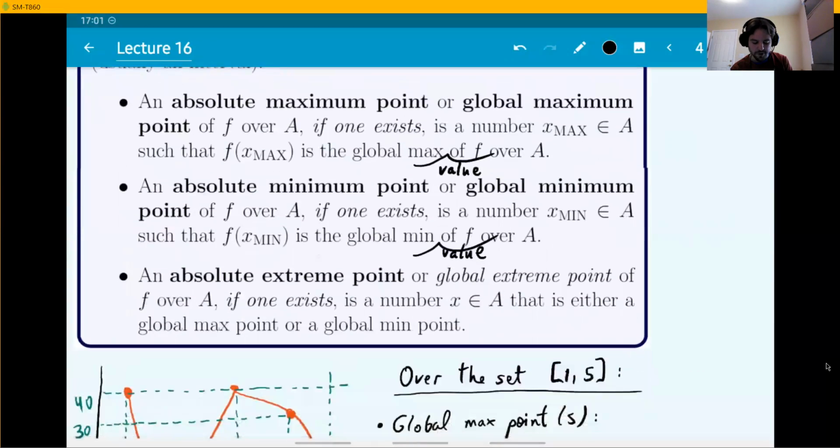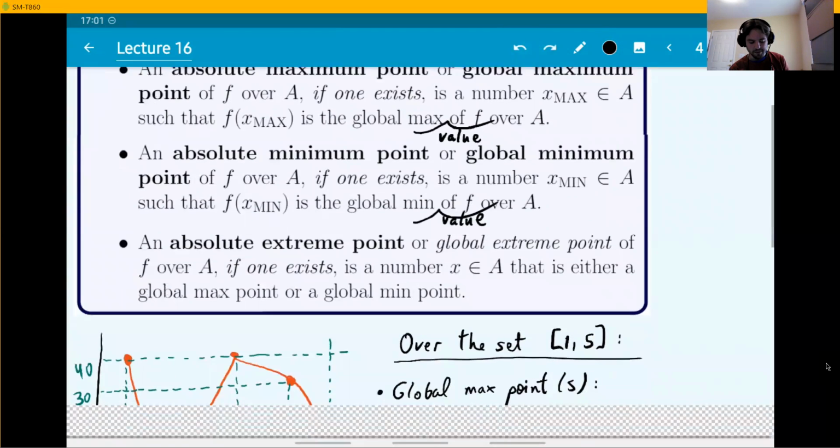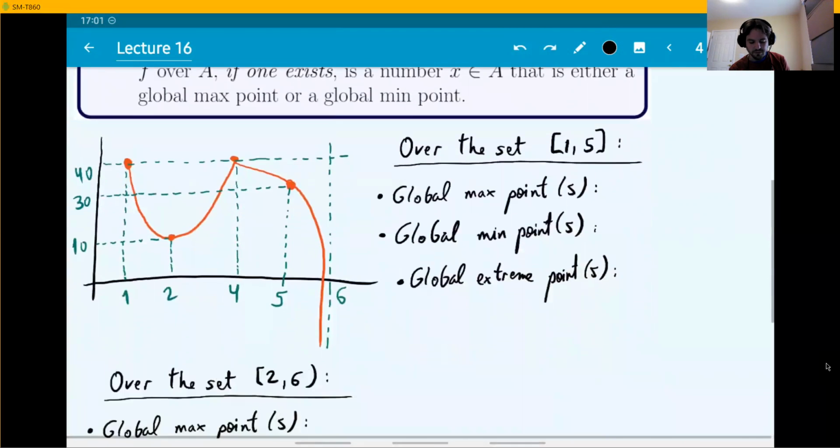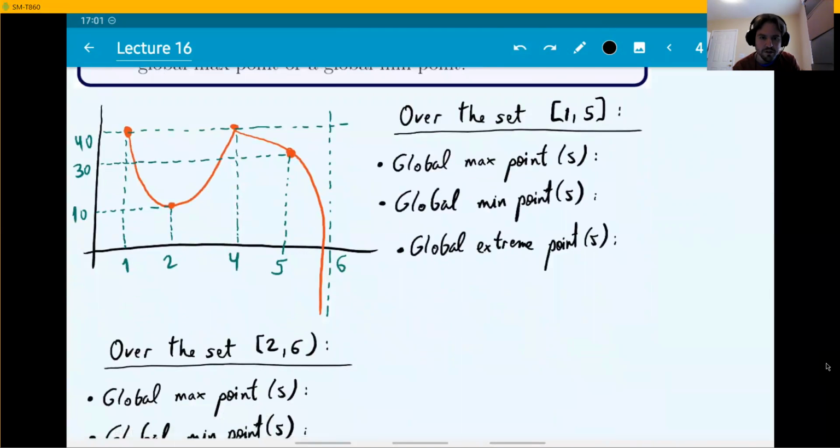And finally, extreme, global extreme point. Once again, this should have been in boldface. What does that mean? It means a point that is either a global max point or a global min point. So examples again. Here is a function that once again has a vertical asymptote. Let's look over the set 1, 5. So stopping at 5 here.